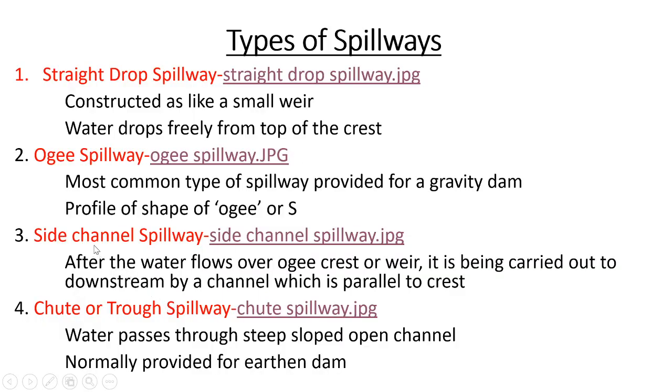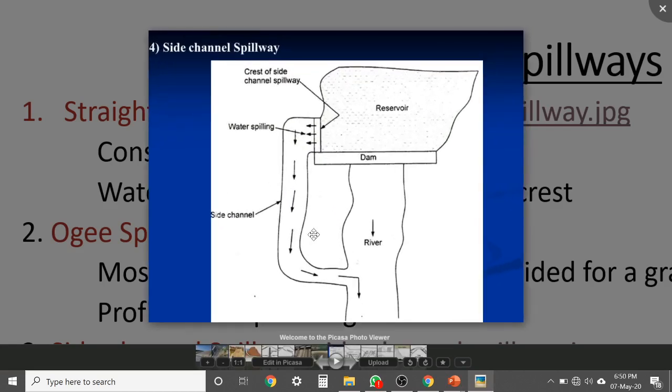Coming to the next type, the third one, the side channel spillway. In a side channel spillway, after the water flows over an Ogee crest or weir type spillway, it is carried out to the downstream side by a channel which is parallel to the crest. With this figure, you will understand the structure of a side channel spillway.